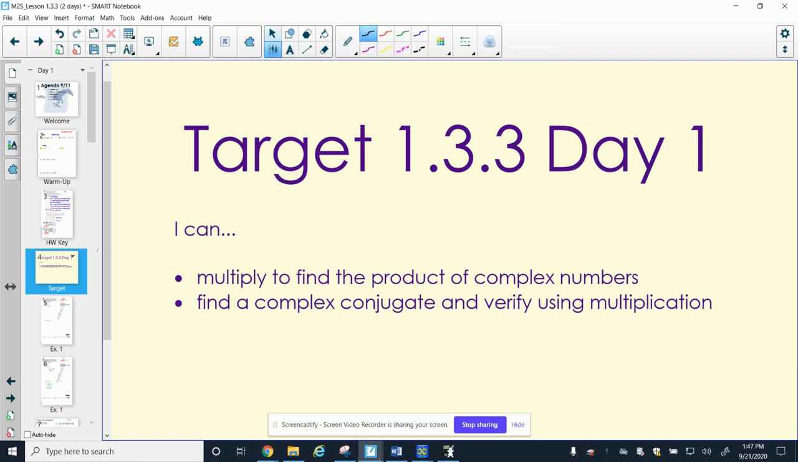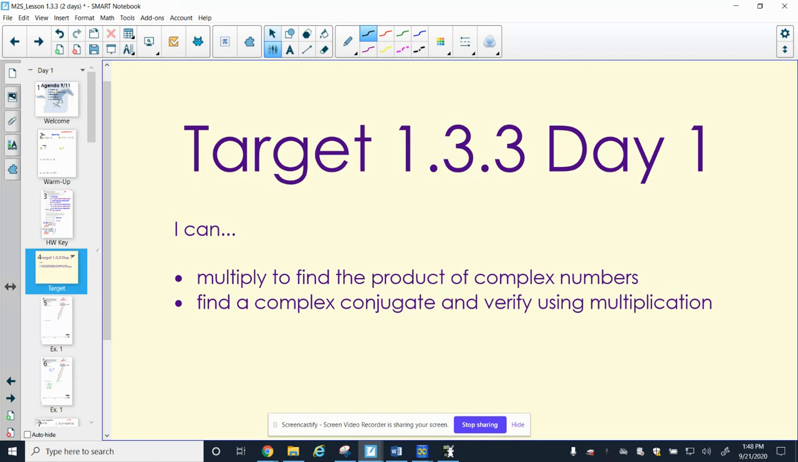All right. Today's lesson will be in our textbook, section 133. If we think back to what we did last week, we were working on adding and subtracting different complex numbers. Today we're going to work on the skill of multiplying complex numbers.